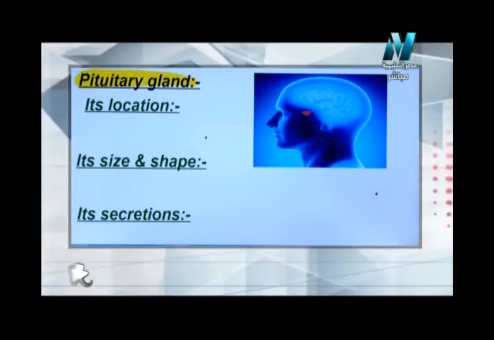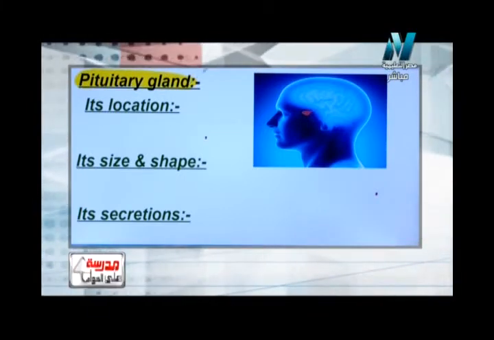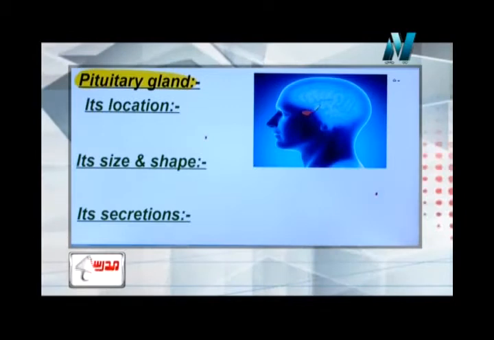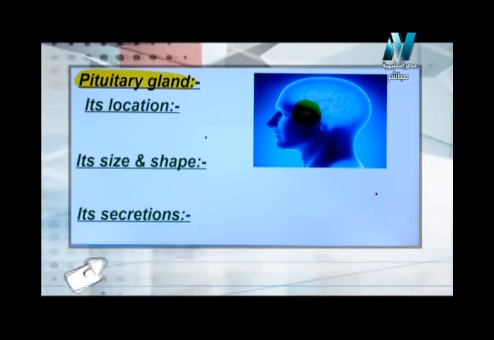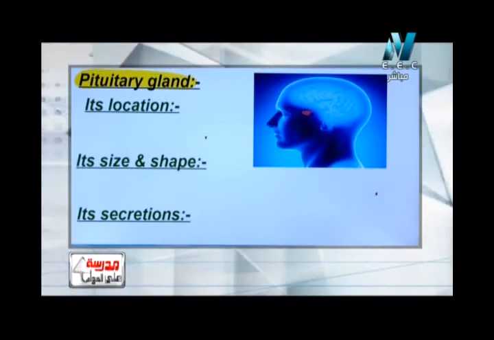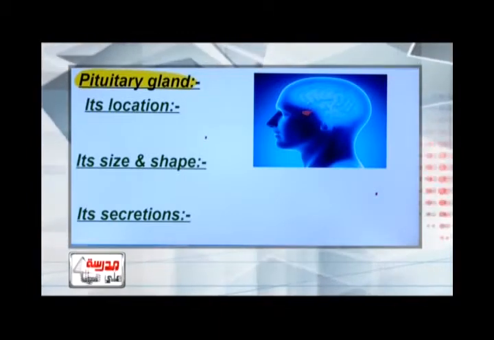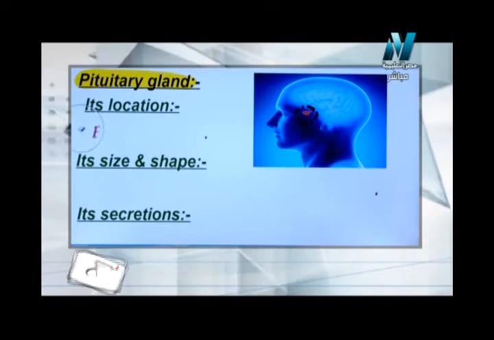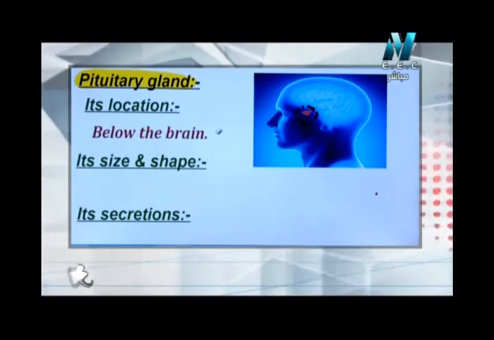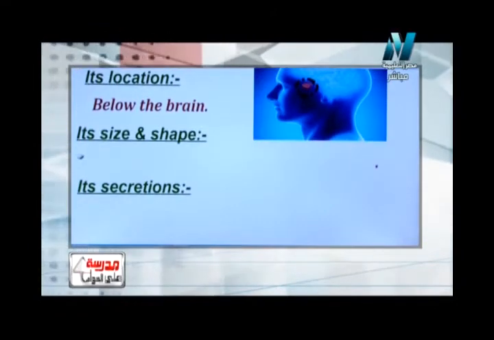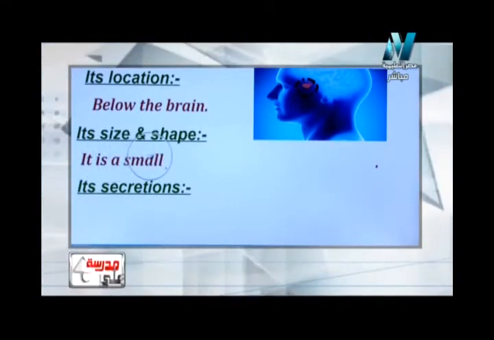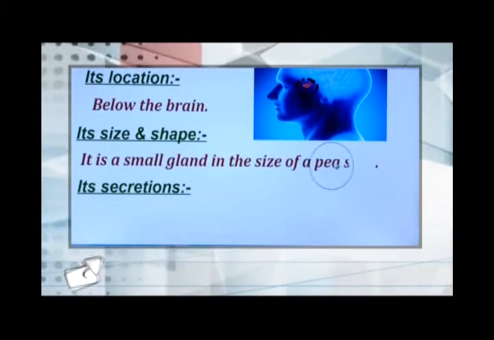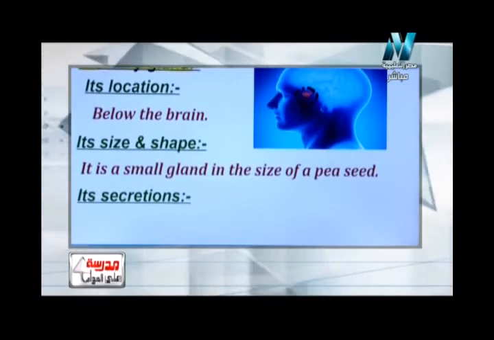Pituitary gland. This gland, its location, موقعها فين؟ Below the brain, تحت المخ. As we have here the location of the pituitary gland below the brain, تحت المخ, in this place. So firstly we know the location of pituitary gland, and its size and shape. It is small in size, and it has the size of a pea seed, زي حباية البسلة, pea seed.